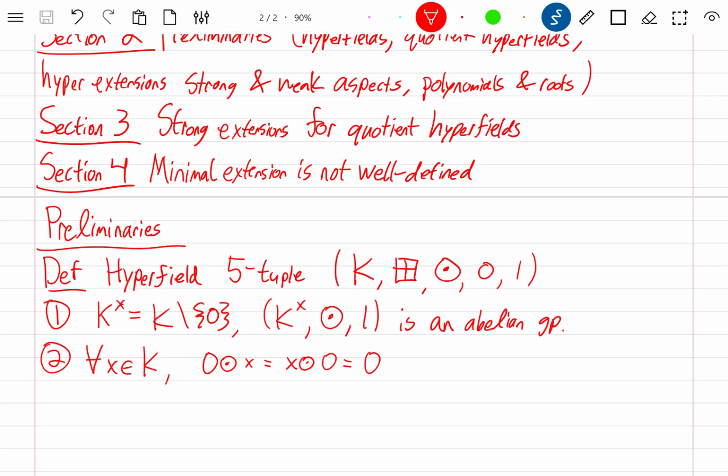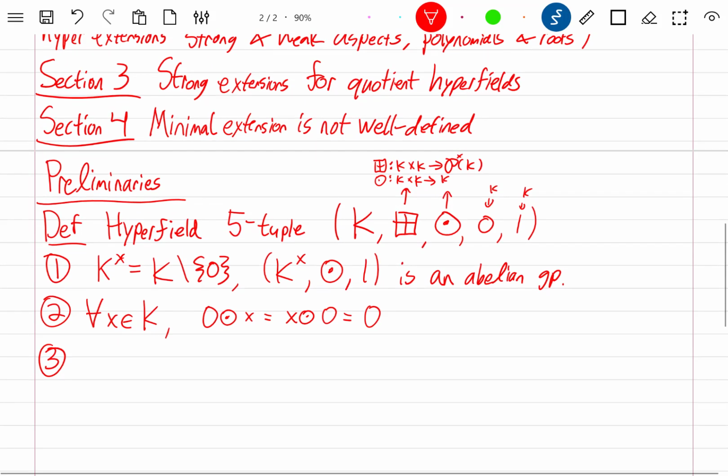And maybe I should say what these things are. 0 and 1 just live in K, but plus is a binary operator that goes into the power set. I put an X here to say non-empty subsets of K. And this multiplication is just a normal binary operator. So all of this should make sense. Multiplication behaves how we like.